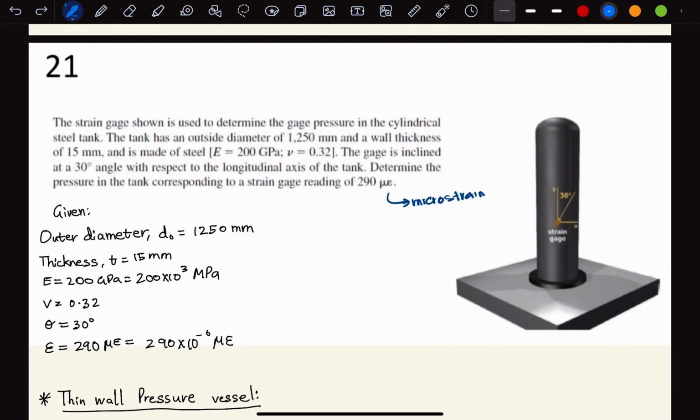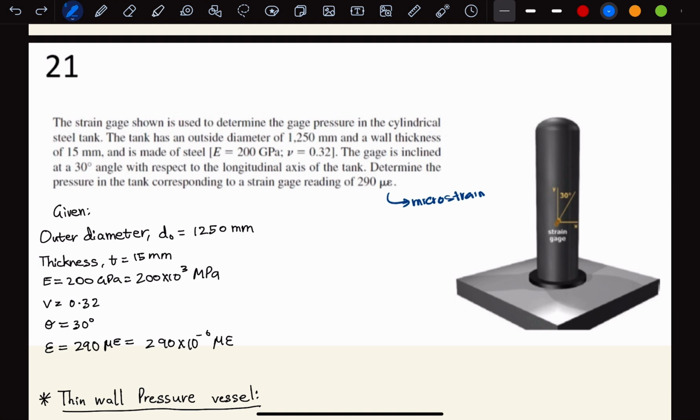So first of all, let's start by reading the problem. The strain gauge shown is used to determine the gauge pressure in a cylindrical steel tank. The tank has an outer diameter of 1250 mm and a wall thickness of 15 mm and is made of steel that has a Young's modulus of 200 gigapascal and a Poisson's ratio of 0.32.